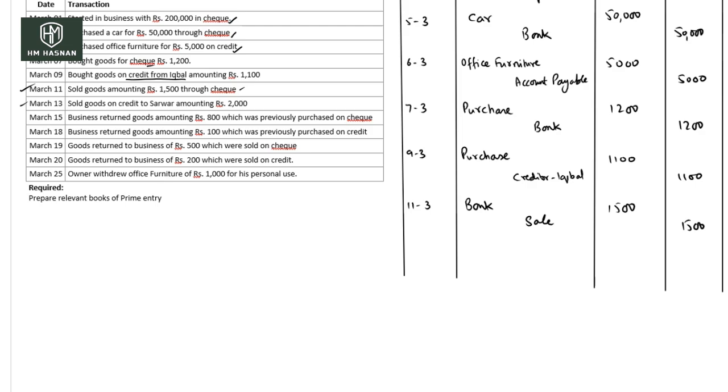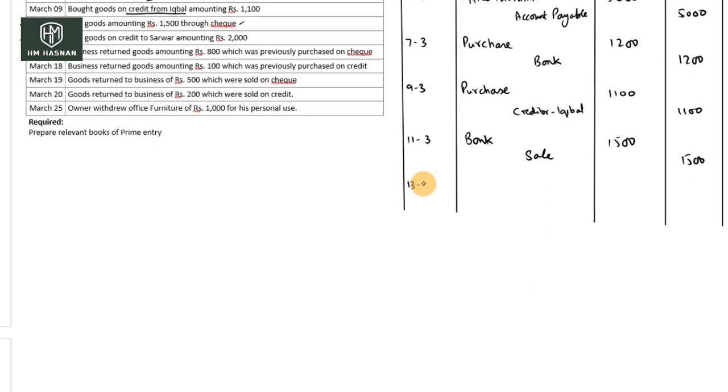13 March, sold goods on credit to server. So server is our customer, so customer is the debtor. So we sold goods on credit to server, so server is our debtor. Debtor debit. Debtor means receivable. So server is our receivable. The name of receivable is server. Server receivable debit and the sale credit, amounting rupees 2,000.